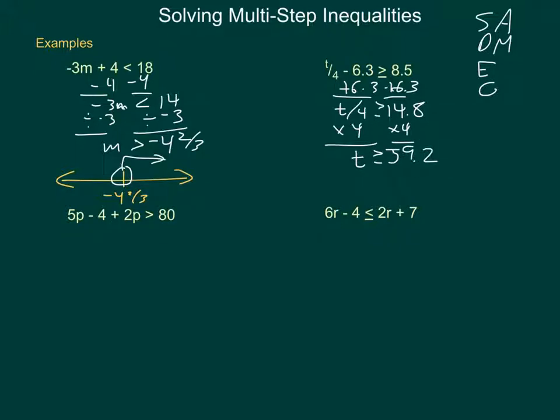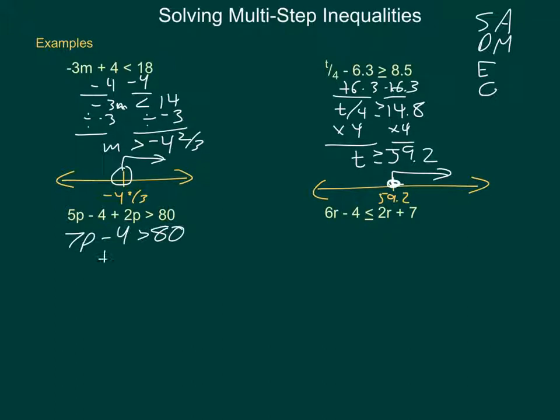And again, graphing, make sure my 59 2/10 is in the center of my graph. Then I'm going to use a filled-in circle, and I'm moving to the right. Now, remember, when we are solving inequalities or equations, we start by simplifying the expression on each side. So in my next problem, I have to combine my like terms of 5p and 2p. This brings me to 7p minus 4 is greater than 80.